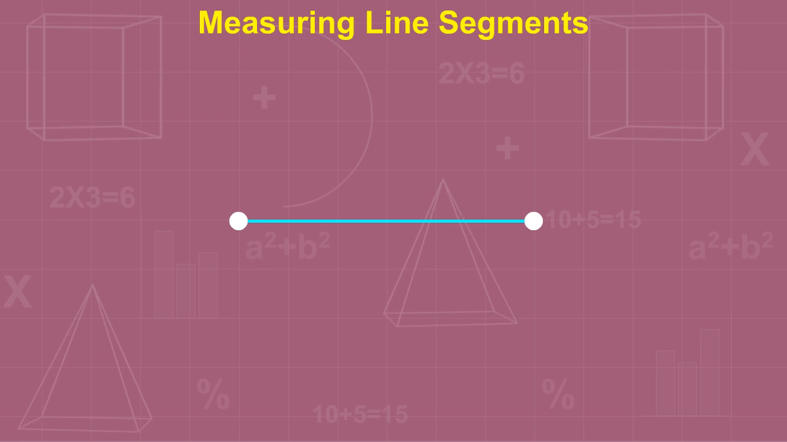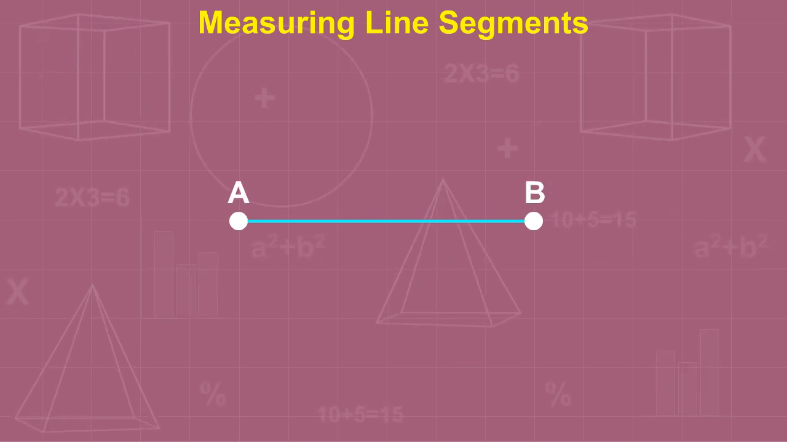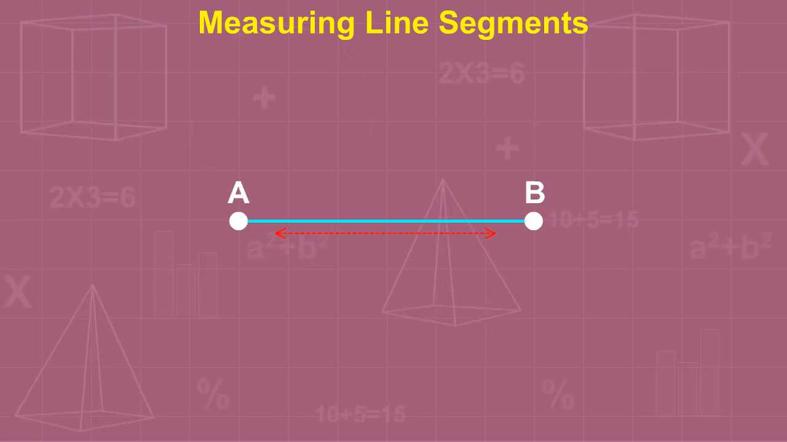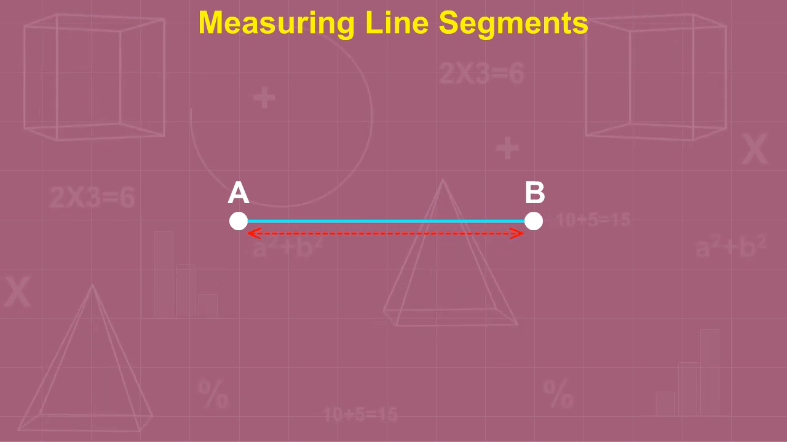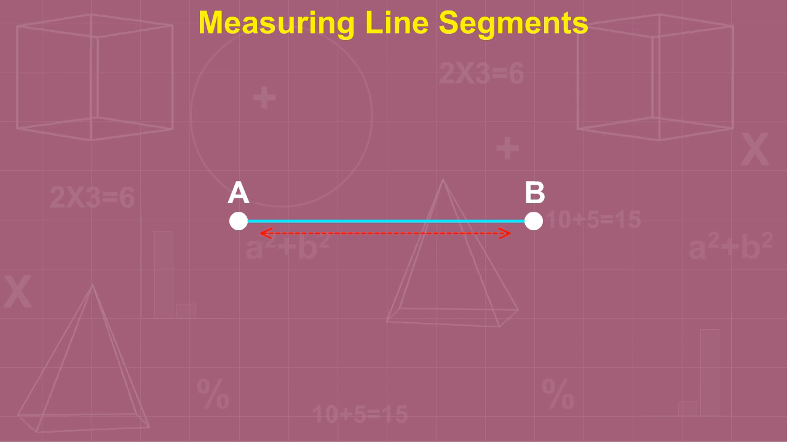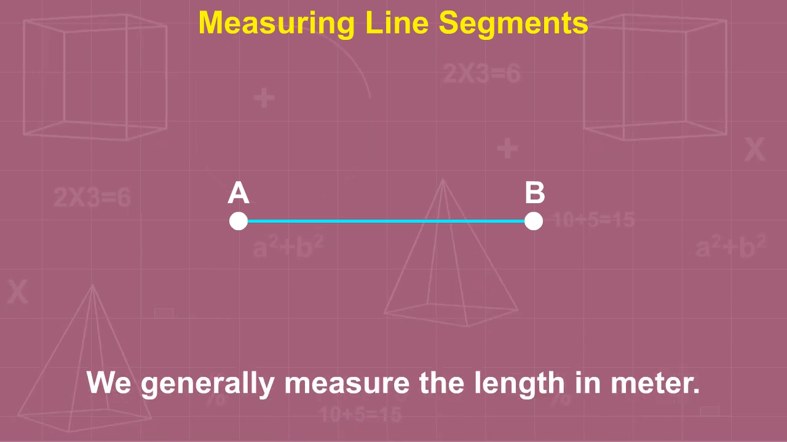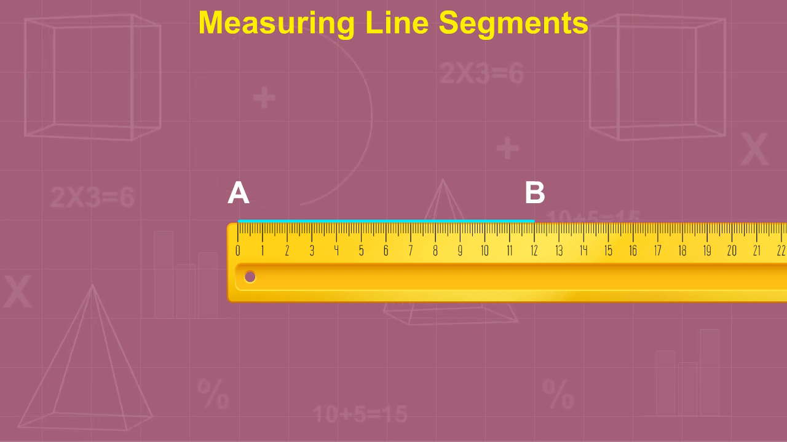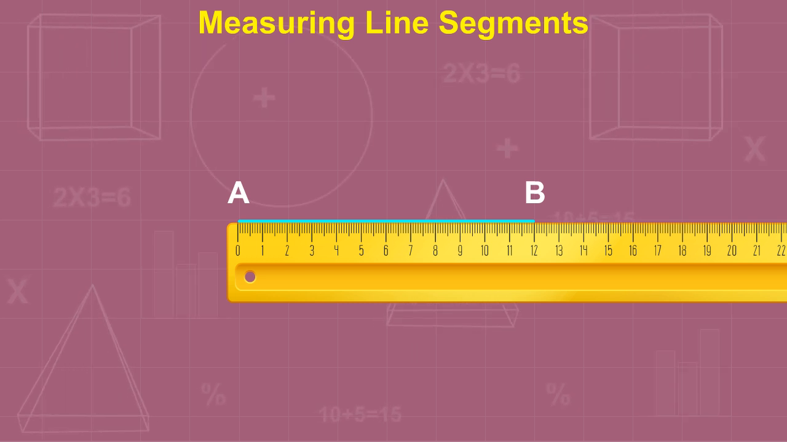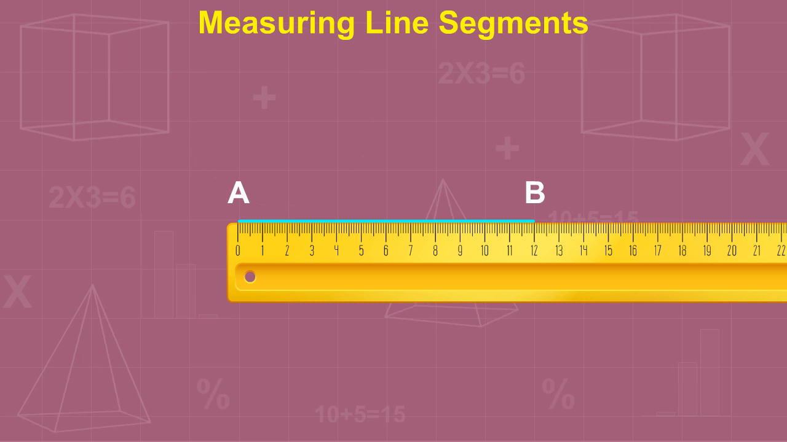A line segment is a part of a line with two endpoints. A line segment is measured by measuring its length, or distance from one endpoint to the other endpoint. We generally measure the length in meters. We use a ruler with centimeter and millimeter marks on the edge to measure a line segment.